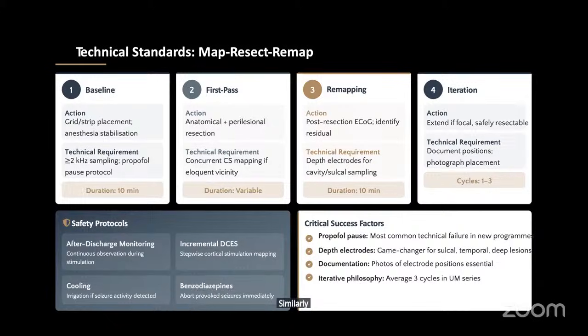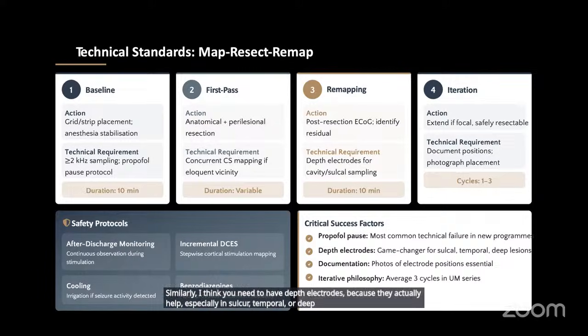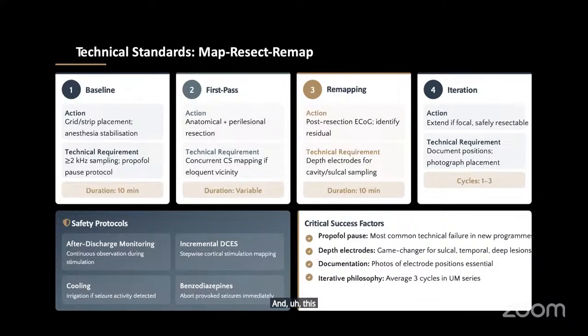Similarly, I think you need to have depth electrodes because they actually help, especially in sulcal, temporal, or deep-seated lesions. Every step of this first pass, remapping, and iteration must be photographed so that we know exactly where the lesions have happened and what happens at the next level. And this iterative philosophy actually helps in getting better outcomes.